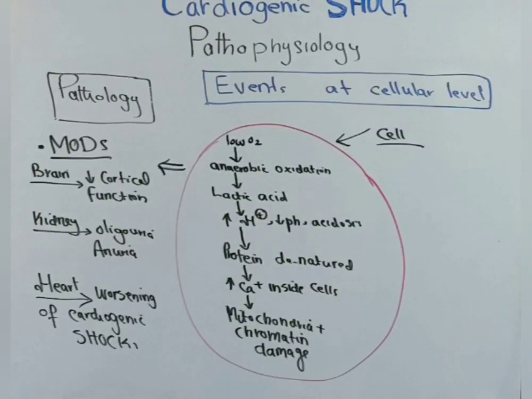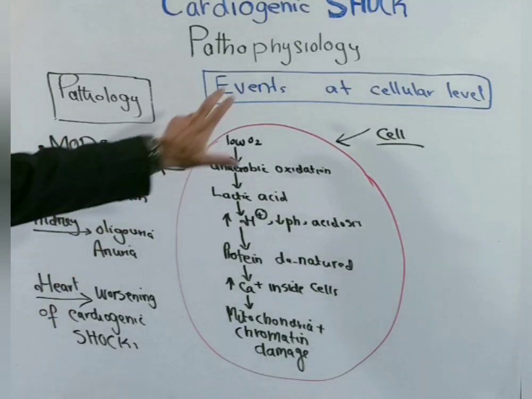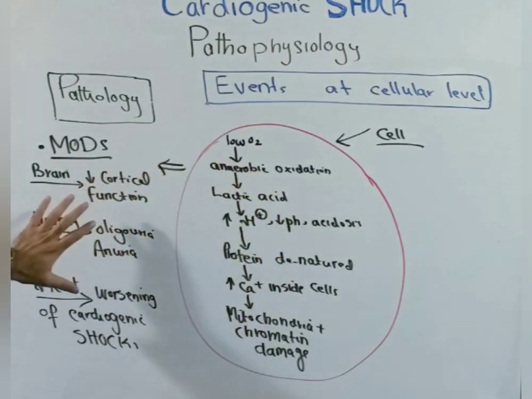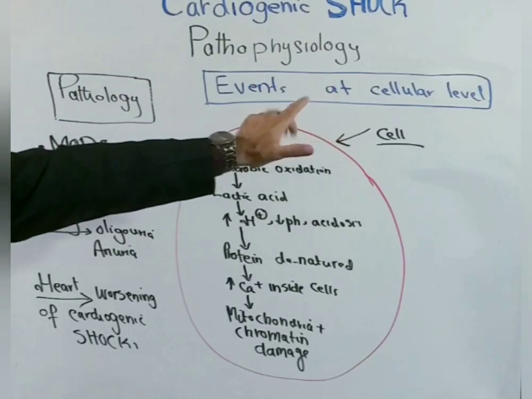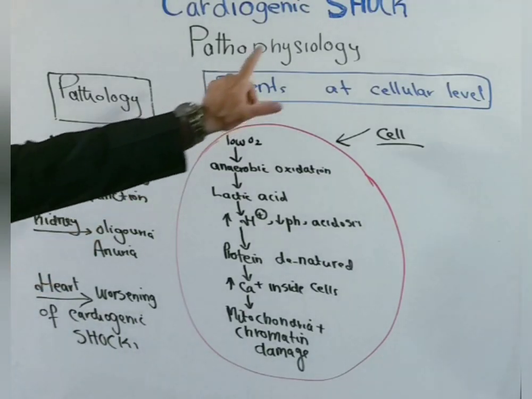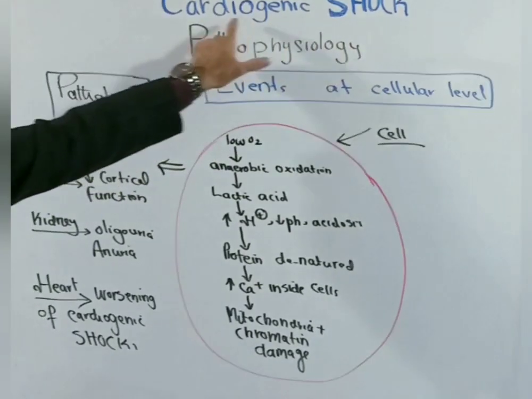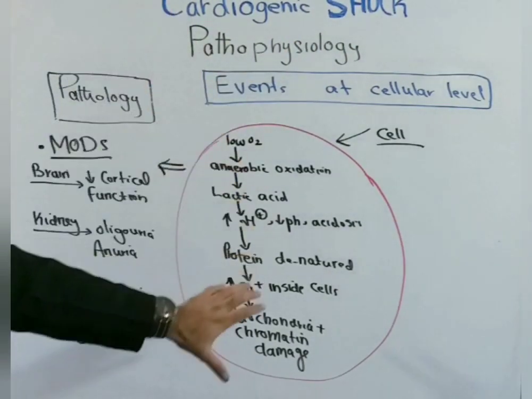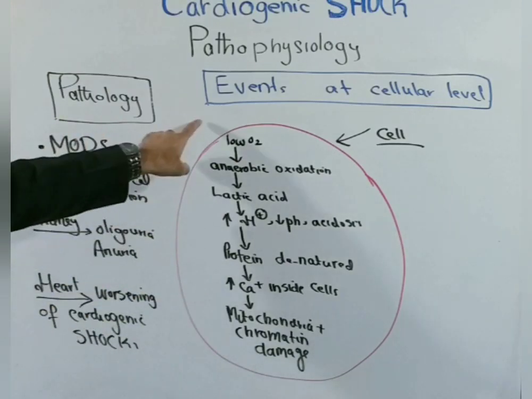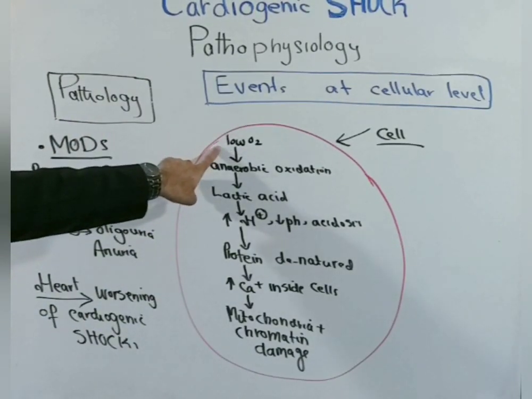Lastly, what is happening at the cellular level? What are the events which happen as a result of cardiogenic shock at the level of the cells? Now, the definition of shock was generalized hypoperfusion of the vital organs. What are those vital organs? Those are the brain, kidney, and heart. When, as a result of decreased blood supply because of the malfunctioning of the heart, low blood flow happens to the cellular level, then very little oxygen is provided to the mitochondria.